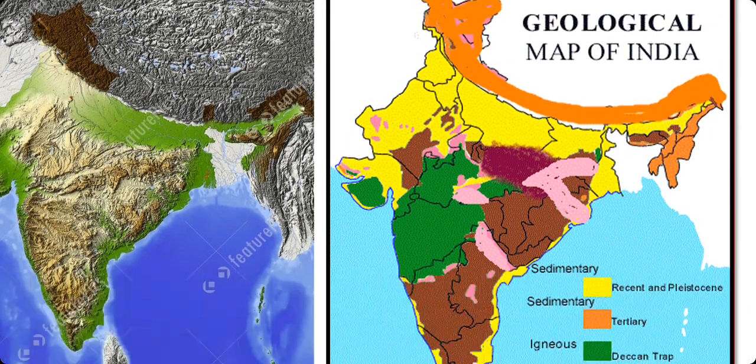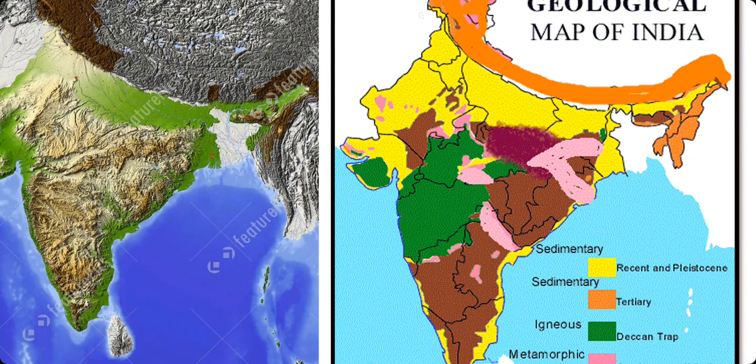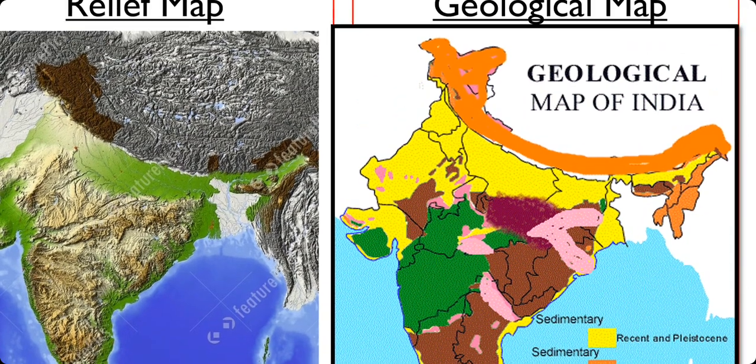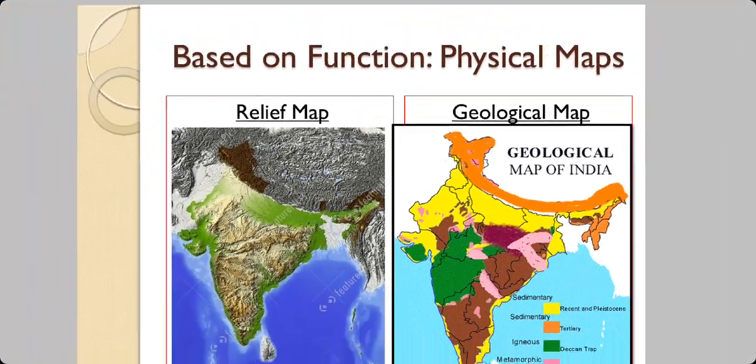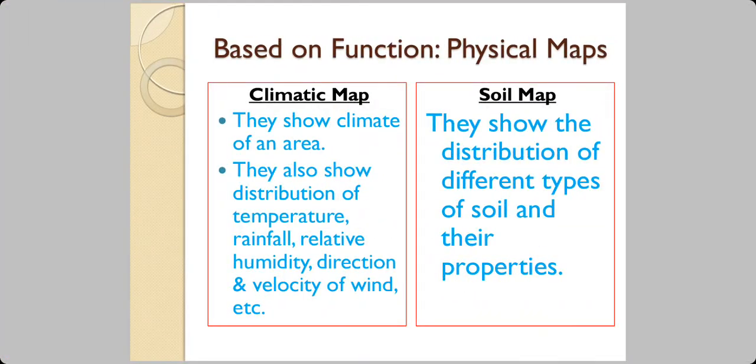Then you have the geological map. It shows a geological feature. In this example, it shows the different types of rocks, whether they are sedimentary or igneous or metamorphic or tertiary or recent and Pleistocene. The themes of geological maps can be various. Then, based on function, we have two more physical maps, the climatic map and the soil map.